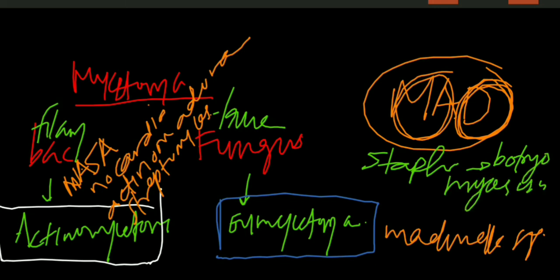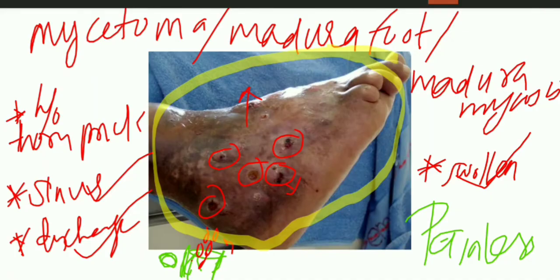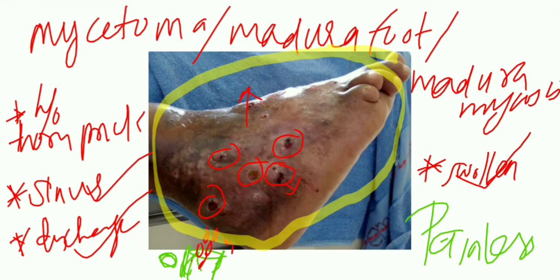So for a differential diagnosis of a swollen foot with a discharging sinus and also a history of thorn prick, you should think about staph, that is Botryomycosis, and entry of fungus, which is a fungus causing Mycetoma, and also the filamentous bacteria, that is Actinomycetoma. So that is a differential diagnosis. You have to think about three cases. In all the three you get almost similar presentation.